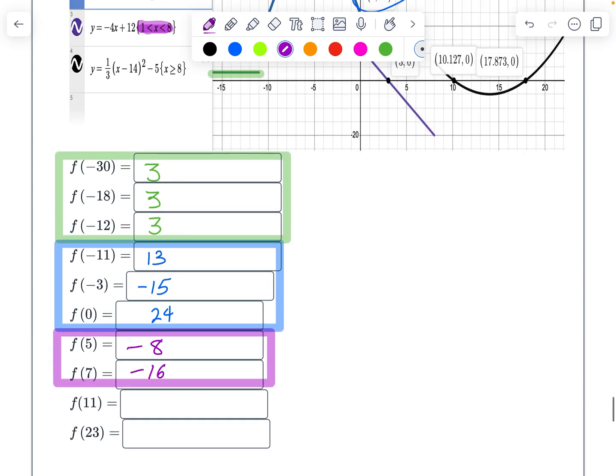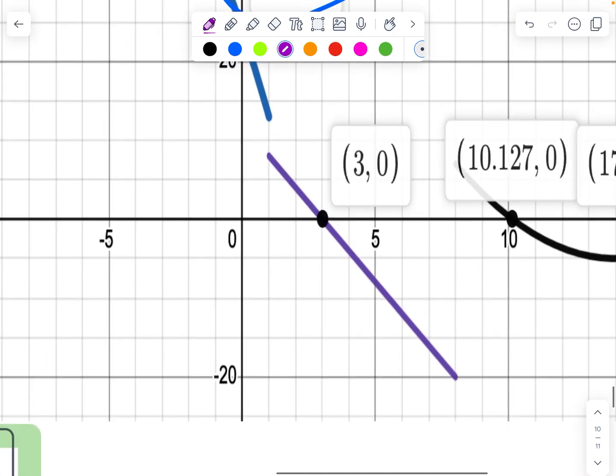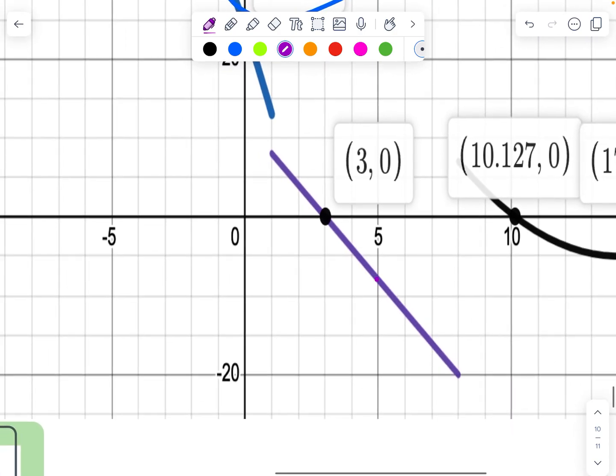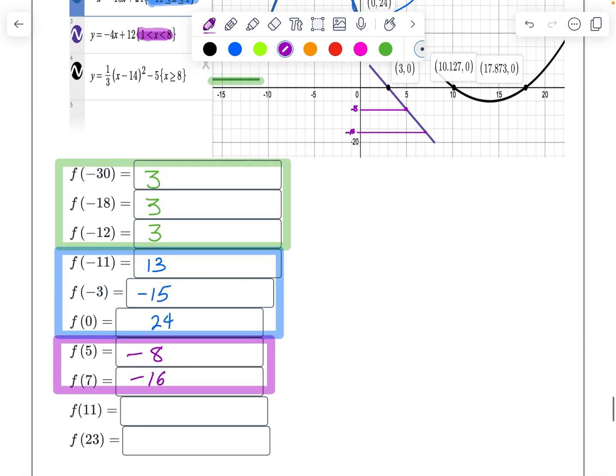Well, I can look and see if that makes sense. When this is 5, that would be there. And what was the other one? 7. And that would be there. That would be about negative 8 and about negative 16. That makes sense. Okay, that works.